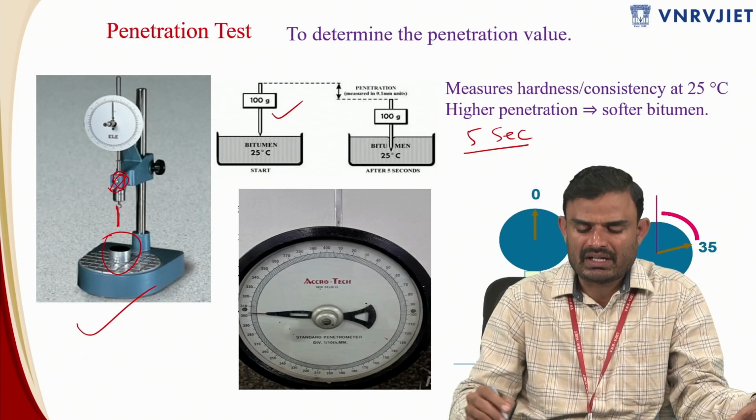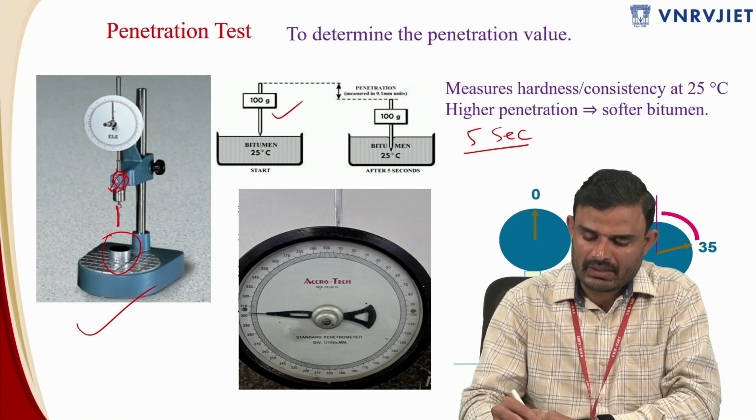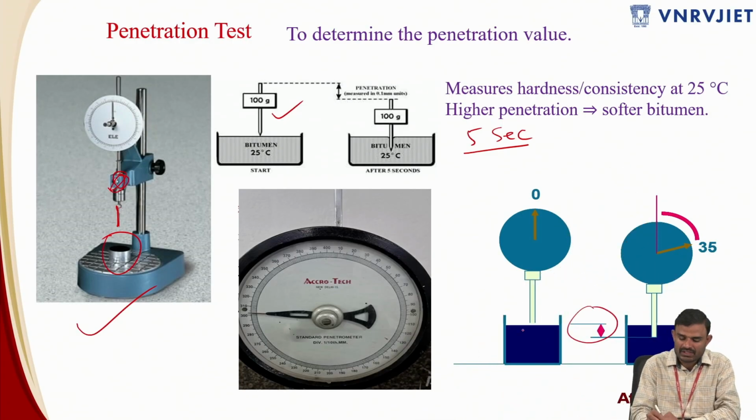So that depth of penetration is simply called the penetration value of this bitumen. This is the initial condition where the tip of the needle is just touching the surface of the bitumen, and after 5 seconds, where I have applied the 100 grams of load, the needle has gone to this depth, and this is finally the penetration reading we are having. The penetration reading can be obtained from the graduated arc which is provided over here.